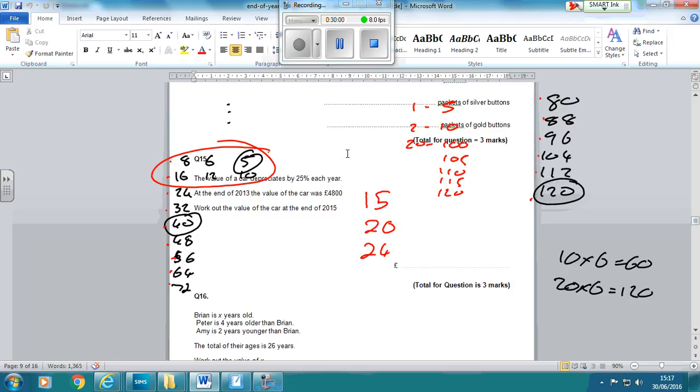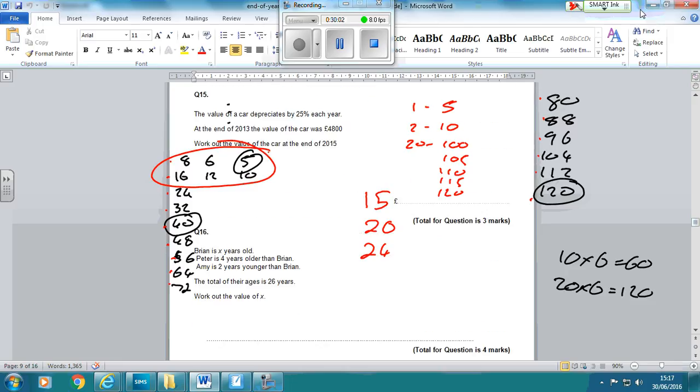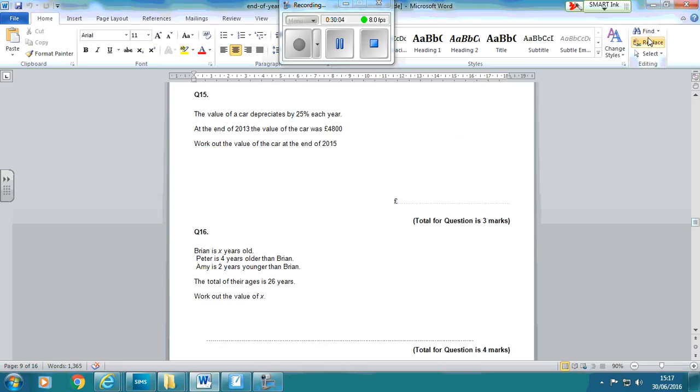Right, question 15, that is tricky. So a car depreciates by 25% each year. So what we're going to do is find out what 25% of each of the numbers is. It starts off at 4,800. So 25%, the easiest way to do this is just times by 0.25. And that turns out to be 1,200.